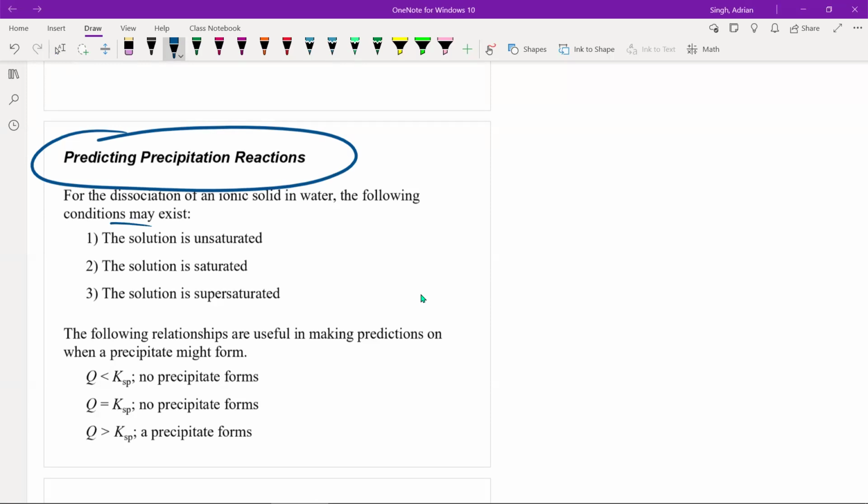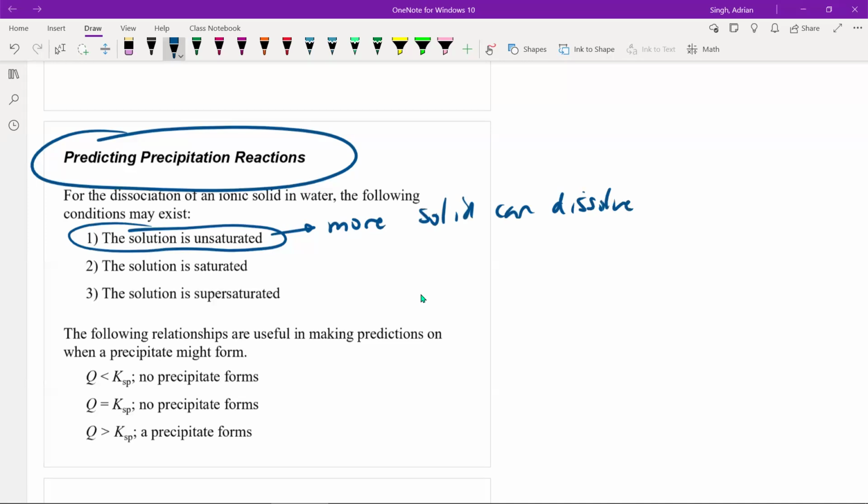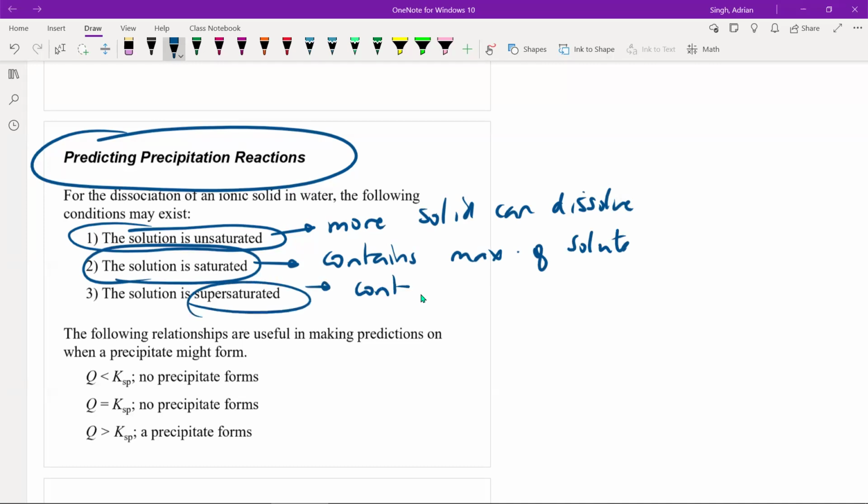We can have a solution that is unsaturated, meaning more solid can dissolve or is able to be dissolved. We have a saturated solution that contains the maximum of solute. And then we have a supersaturated solution that contains more than the maximum of solute. Okay, and those are inherently unstable solutions.